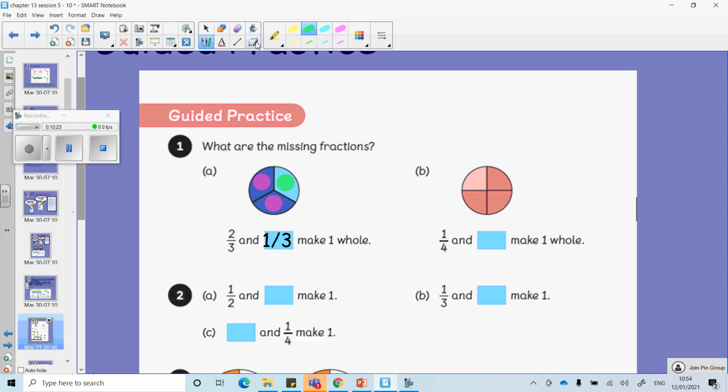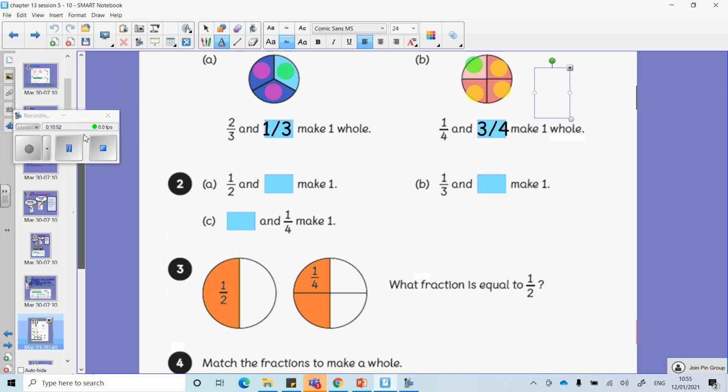1/4. Let's have a look. There's our 1/4. 1 part out of 4 equal parts. And something make 1 whole. So 1/4 and 1, 2, 3 quarters makes 1 whole. So I'm just going to write 3 out of 4. Here we go.